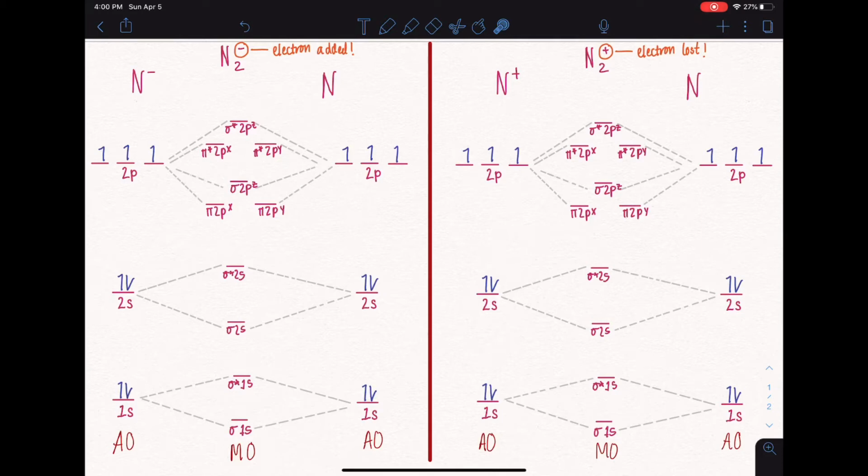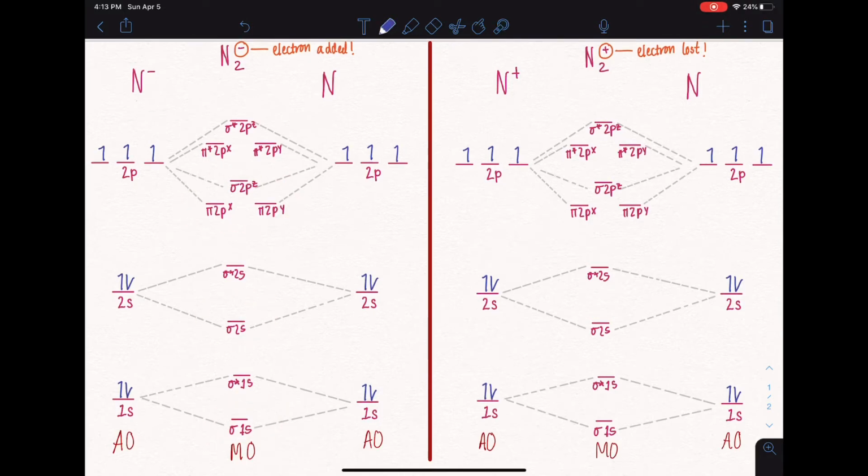Because this is a large 2s 2px interaction, our pi bonds will be low in energy. As you can see, we have a pi 2px and a pi star 2px. The star represents the anti-bonding orbitals, so these are your anti-bonding orbitals. And the ones without the stars will be your bonding orbitals.